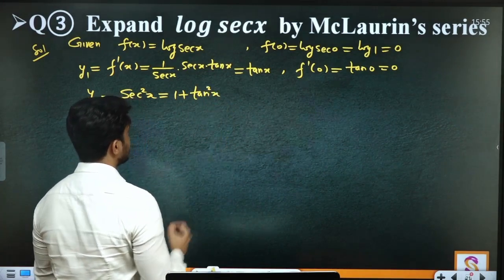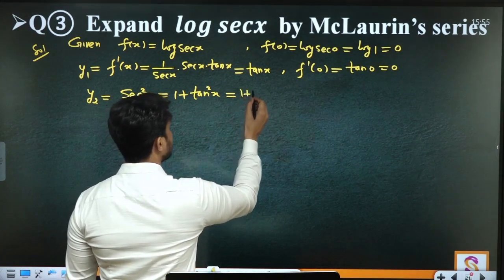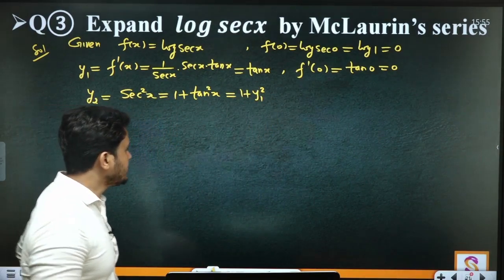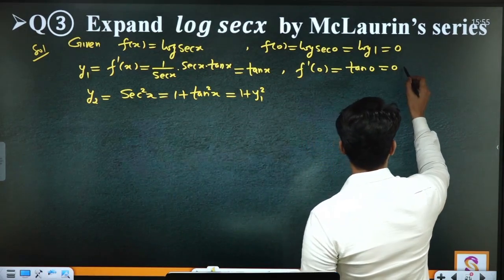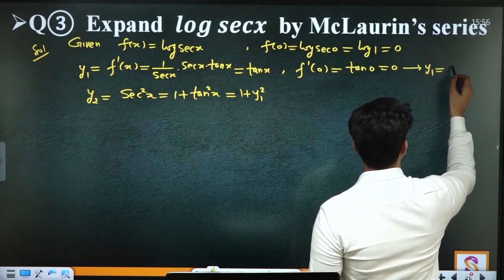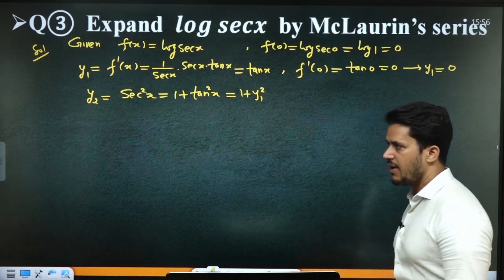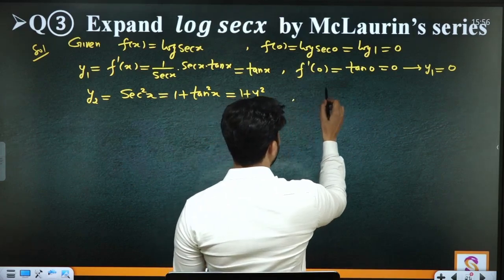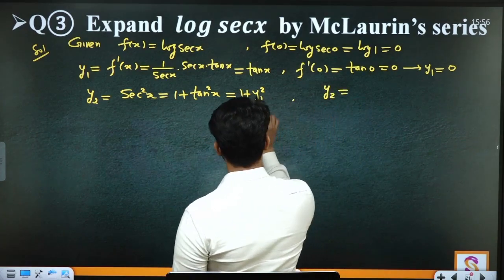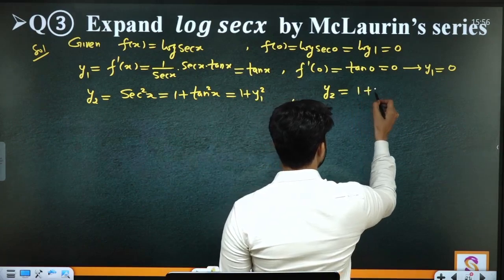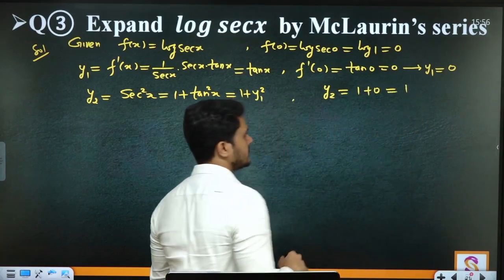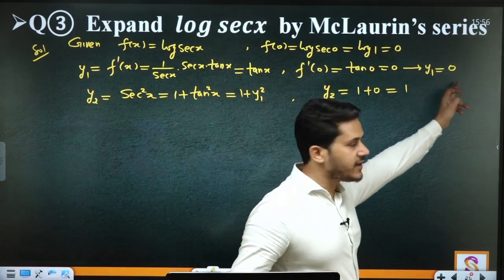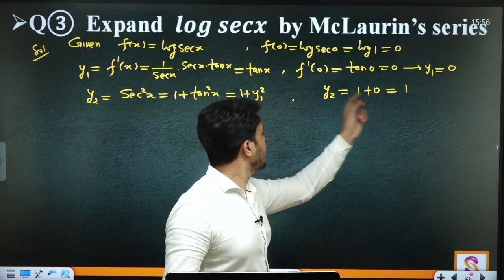1 plus tan square x, or we can say 1 plus y1 square. Now you can see this is the value of y1 here, y1 equal to 0. Due to this y1, if you want to find the value of y2, y1 is 0, so the answer will be 1 plus 0 is equal to 1, where x is 0.